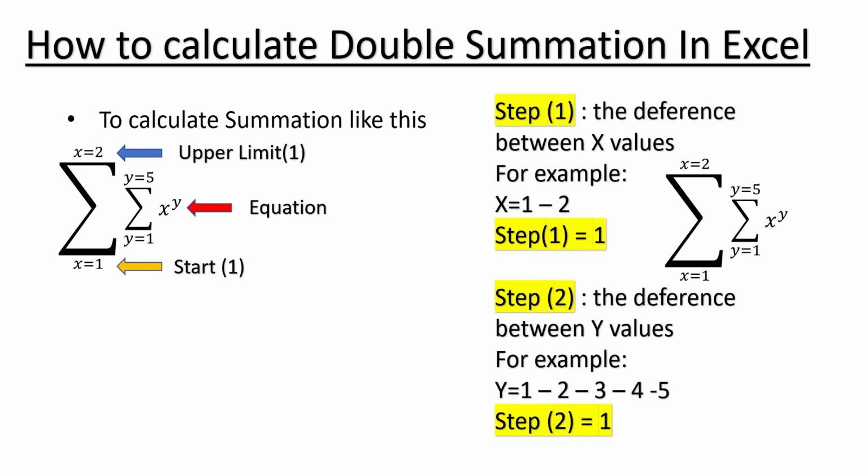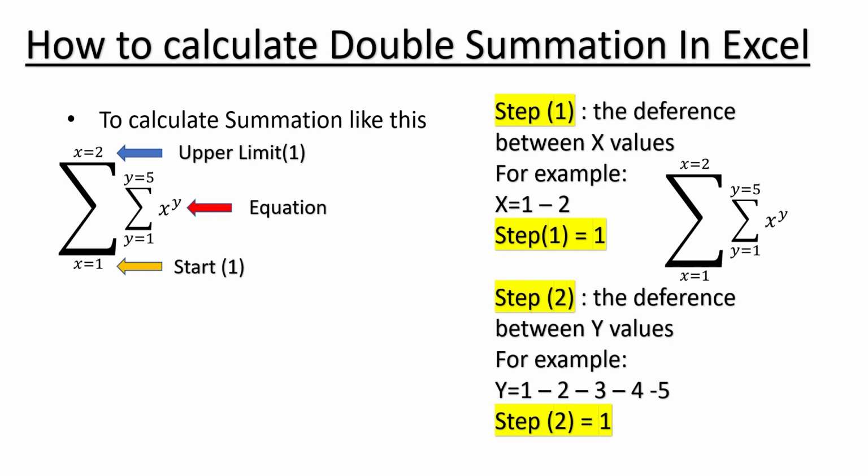Step 1, what is step 1? If you have seen my previous video regarding calculation of single summation, which I recommend you go through because it has more explanation on these definitions, but I will repeat it now. Step 1 is the difference between the x values. We have here the first summation on the left, x from x1 to x2, so the values of x will take x1 and x2. The difference between the values is 1. So the step for the first summation on the left is 1.